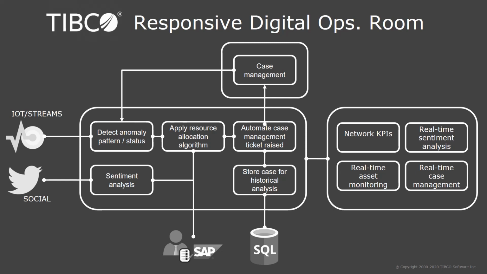So what we are doing to the incoming tweets is we are performing topic modeling and sentiment analysis on them, and then finally showcasing that in real-time sentiment analysis. So altogether, all this data is visualized in the four views that we discussed earlier: network KPIs, real-time asset monitoring, real-time sentiment analysis, and real-time case management.